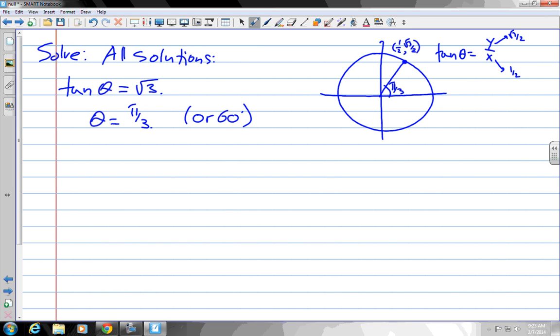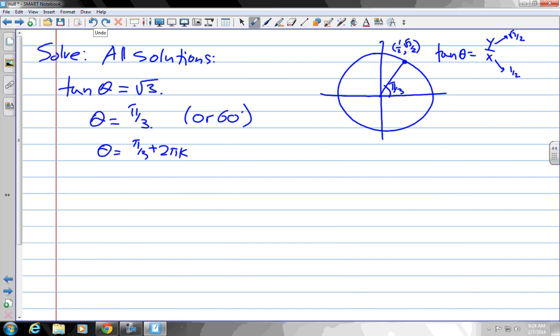Is this the only solution? Before I go on, since I'm asking to find all solutions, I can say that theta is pi over 3 plus 2 pi k. That's pretty safe, right? Because I can rotate this way, get back to that point, and it'll be the same value, or I can rotate the other way, get back to that point, and it'll be the same value. So if I just keep circling the 2 pi, I'm back at the same point.